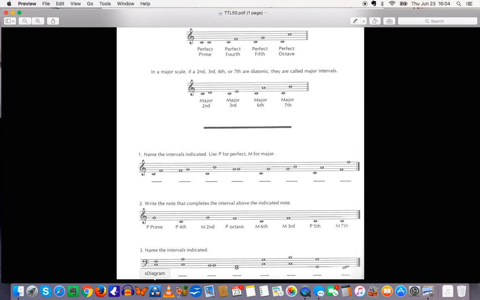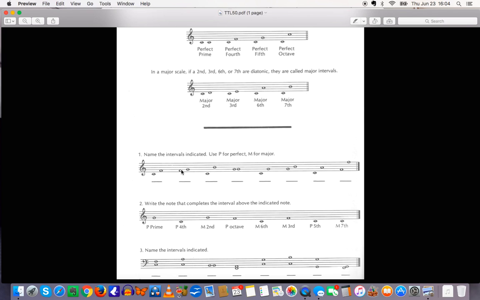Watch your key signatures and your clefs. So now I want you to name the interval and determine whether it's perfect or major. Basically, if it's not a prime, fourth, fifth, or octave, it's going to be major. So we have C to F. Now, in the C major scale, C, D, E, F, that's a perfect fourth. So you're going to write P4 right there.